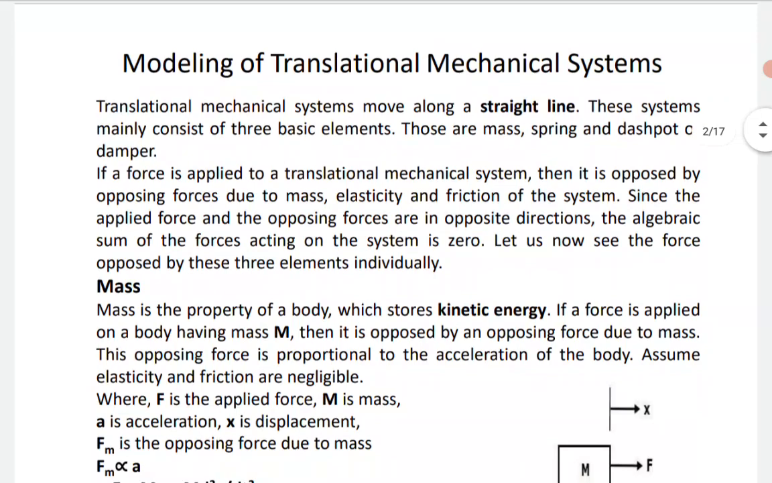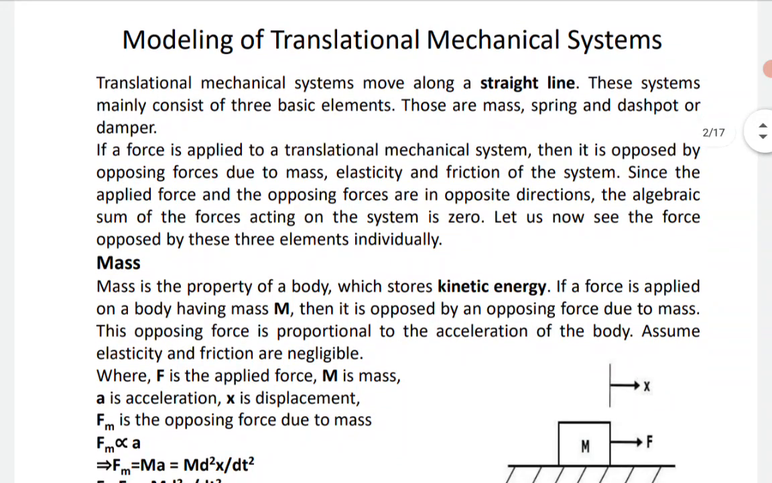Here, see, modeling of translational mechanical systems. Translational mechanical systems move along a straight line, and these systems mainly consist of three basic elements: mass, spring and dashpot or damper. If a force is applied to a translational mechanical system, then it is opposed by an opposing force due to mass, elasticity and friction of the system. Since the applied force and the opposing forces are in opposite directions, obviously the algebraic sum of the forces acting on the system is 0.